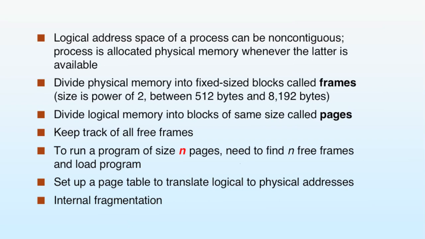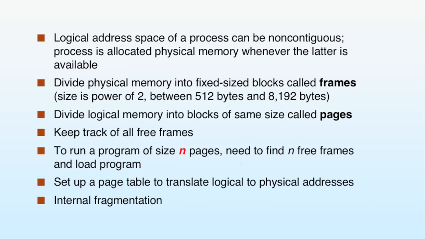We create the frames and we divide the logical memory into blocks of the same size called pages. So we create the frames out of the memory and we allocate the pages. So we can keep track of all the free frames. And we just allocate them to pages, and then pages get allocated to processes, and then voila, no problem with contiguous memory allocation. It's non-contiguous now.